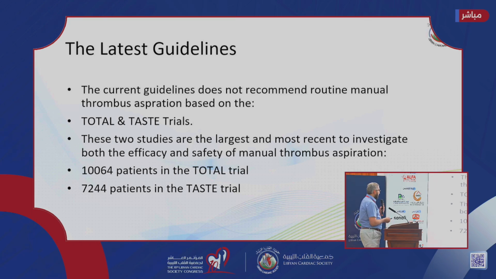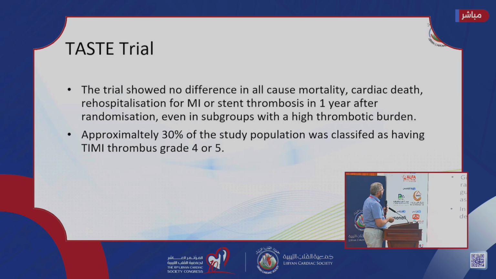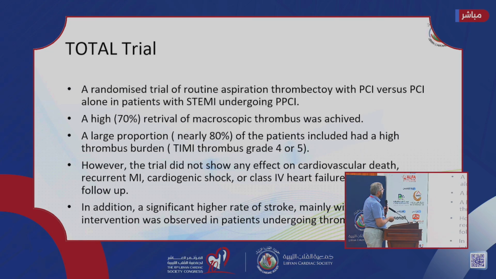The TOTAL trial included about 10,000 patients, and the TASTE trial about 7,000 patients. The TOTAL trial was a randomized trial. Half of the patients had PCI only, and the other half had manual thrombus aspiration plus PCI. This was in a setting of primary angioplasty for ST elevation MI. There was about 70% retrieval of macroscopic thrombus. Nearly 80% of the patients had a high thrombus burden.